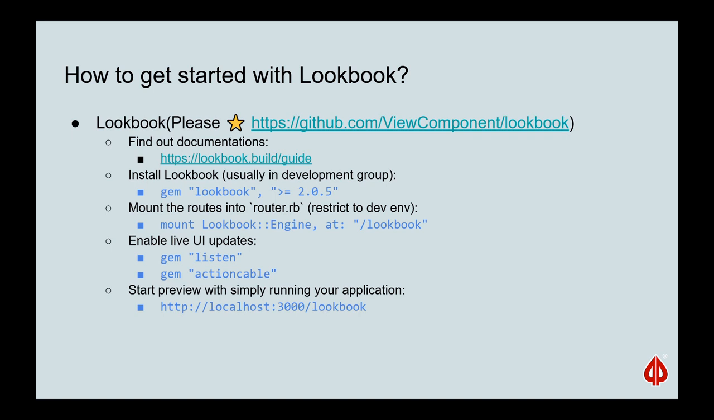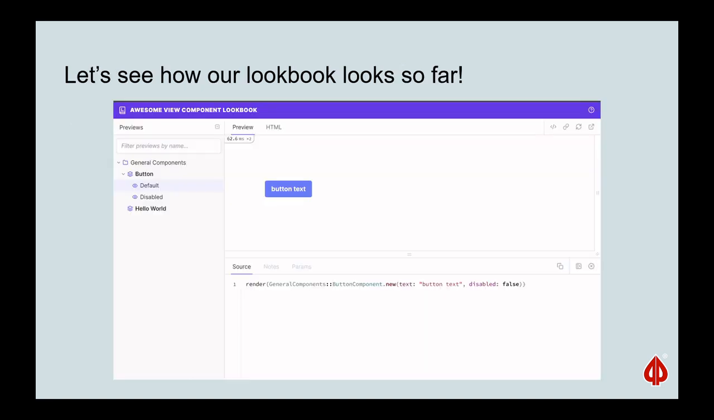And also if you want to have live changes, you can use the listen and Action Cable gems. Action Cable is always part of Ruby on Rails, but you need to have listen as part of the gem set that you're going to use. And in the end, you can see your Lookbook at localhost:3000/lookbook. So you can have something like this.